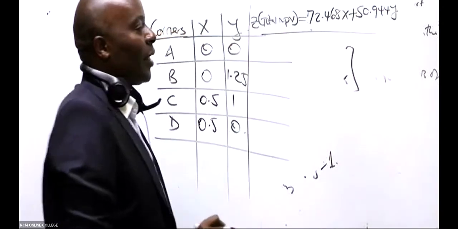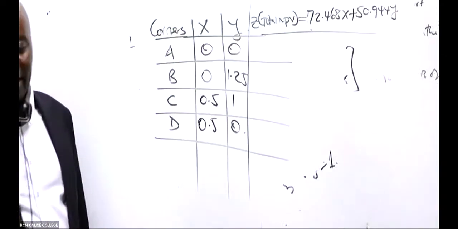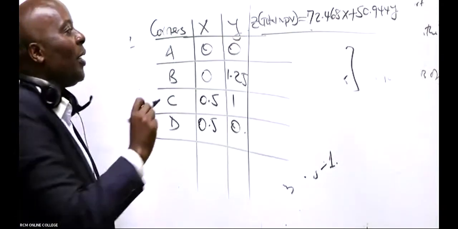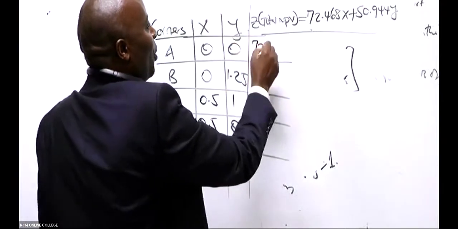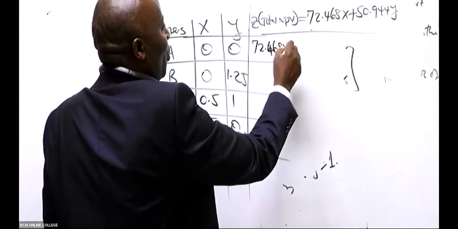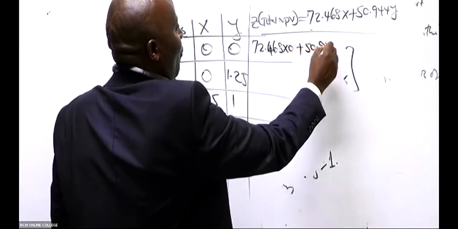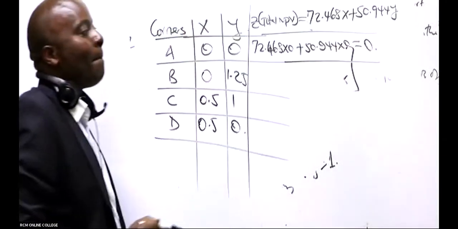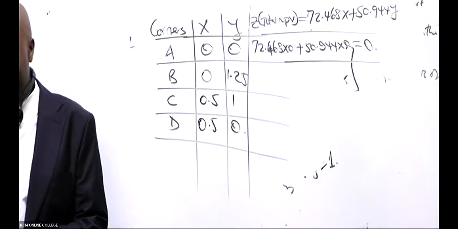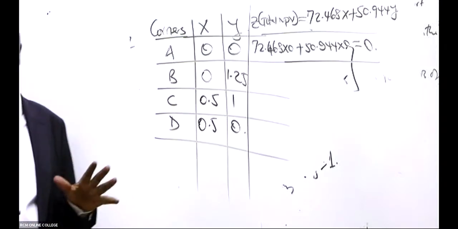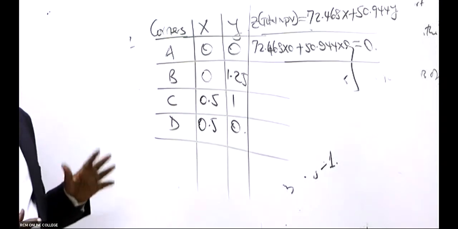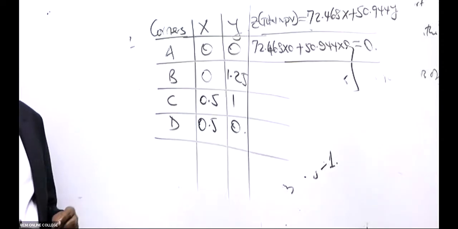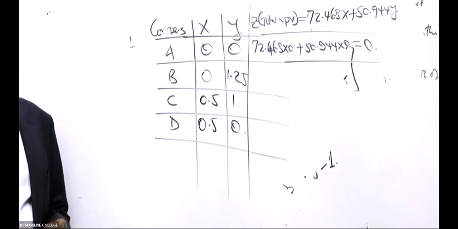So now you get the value of Z for each corner. For each corner, let me start. For the first point I'm plugging in: 72.468 times 0 plus 50.944 times 0. So that will give us 0.